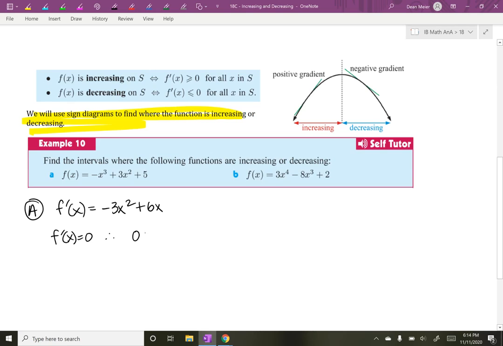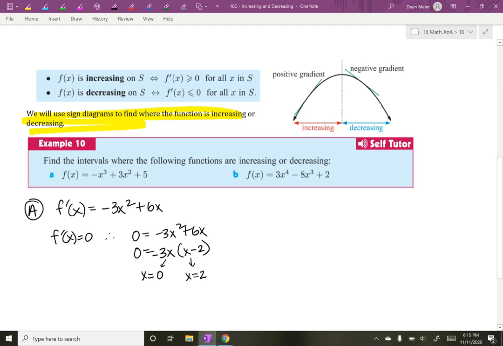Therefore, 0 is equal to -3x squared plus 6x. What could you factor out? I could factor out a 3x in both of them. Maybe even a -3x if you want. And I would be left with x minus 2. And therefore, x is equal to 0 for this one, or x is equal to 2 for this one.